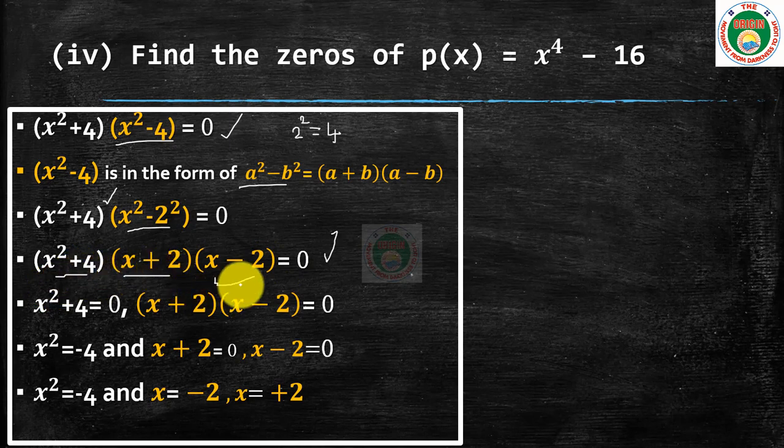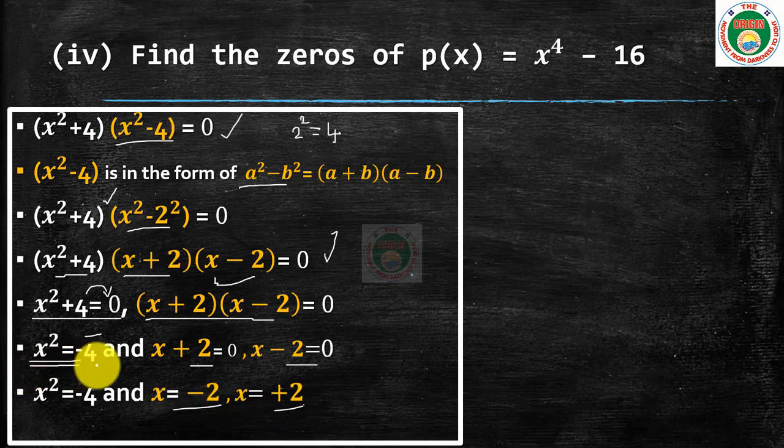This is 1, 2 and 3. Equate the 3 factors to 0, that is x square plus 4 equal to 0, and x plus 2 into x minus 2 equal to 0. Here plus 4, if you transpose to this side, plus is converted into minus, that is x square equal to minus 4 is one option. And for x plus 2 into x minus 2, equate each factor to 0, that is x plus 2 equal to 0 and x minus 2 equal to 0. Then after transposing, x equal to minus 2 and x equal to plus 2.